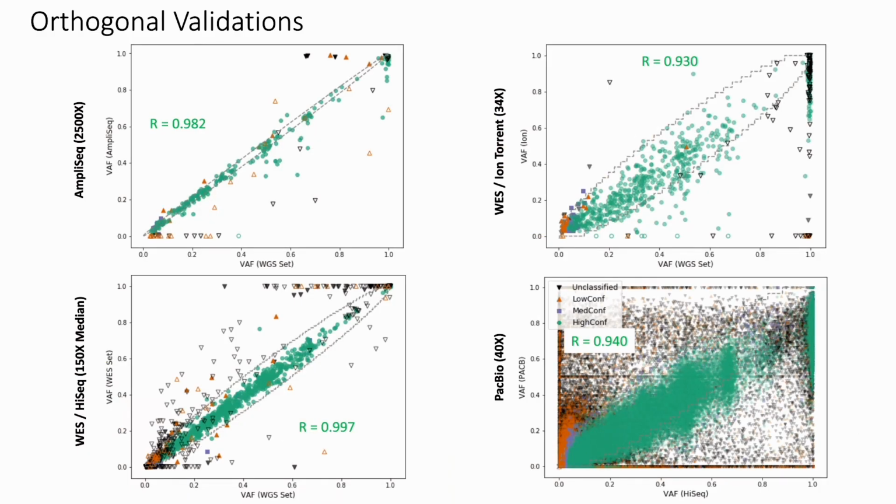These four figures show the scatter plots of the four orthogonal validation platforms. The top left figure shows the VAF scatter plot for a set of randomly chosen variant calls. The x-axis shows the VAF estimated from the reference whole genome sequencing datasets. The y-axis shows the VAF estimated from the 2500X AmpliSeq data sequenced on the MiSeq.